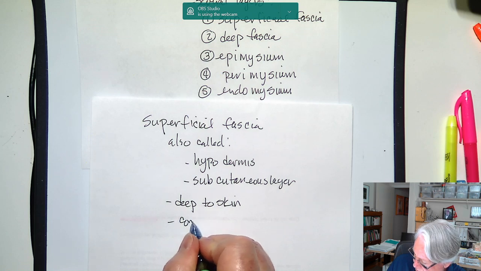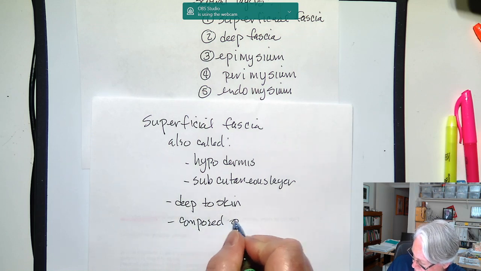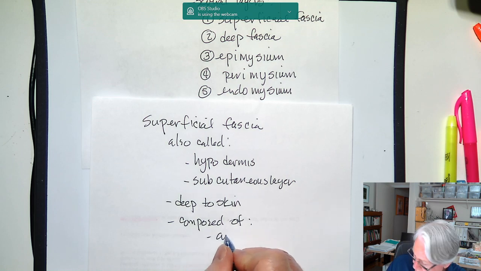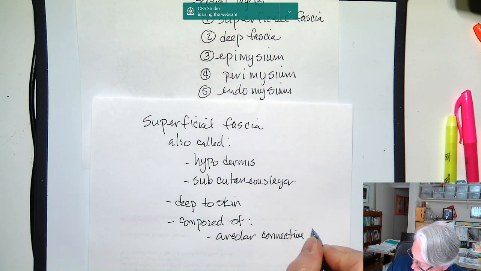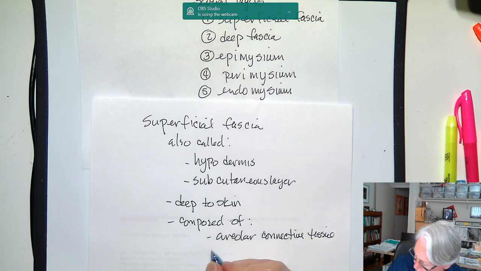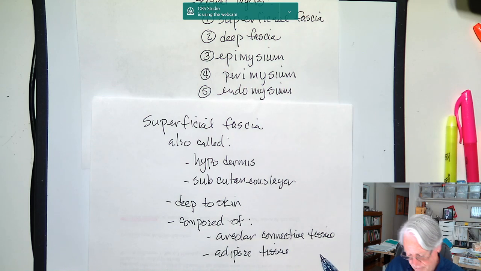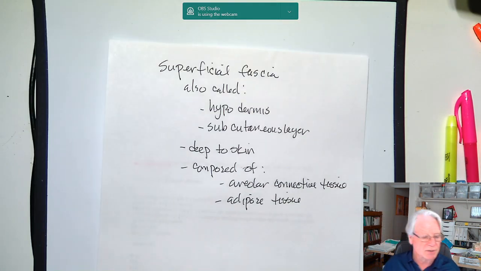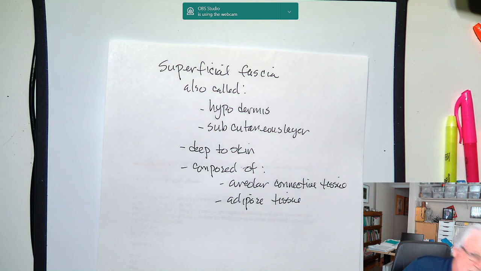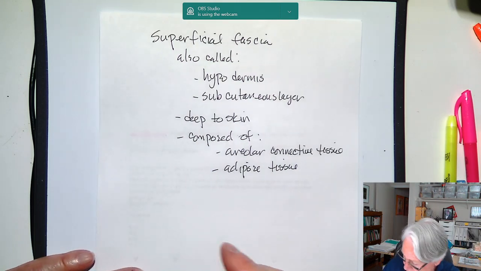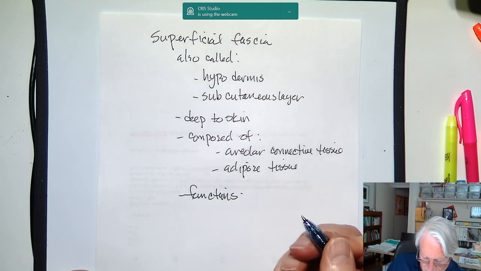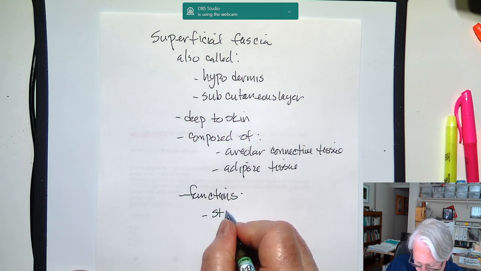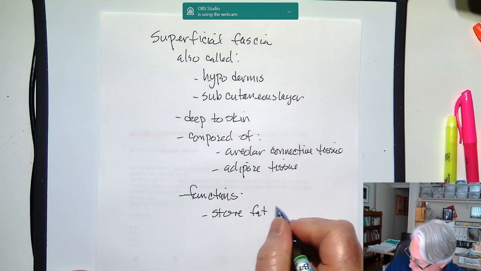And it is composed of, hopefully you know this already, areolar connective tissue and adipose tissue. How is this related to muscle tissue? What is its relationship to muscle tissue? And the answer to that is under functions. It is a place where we can store fat and water.